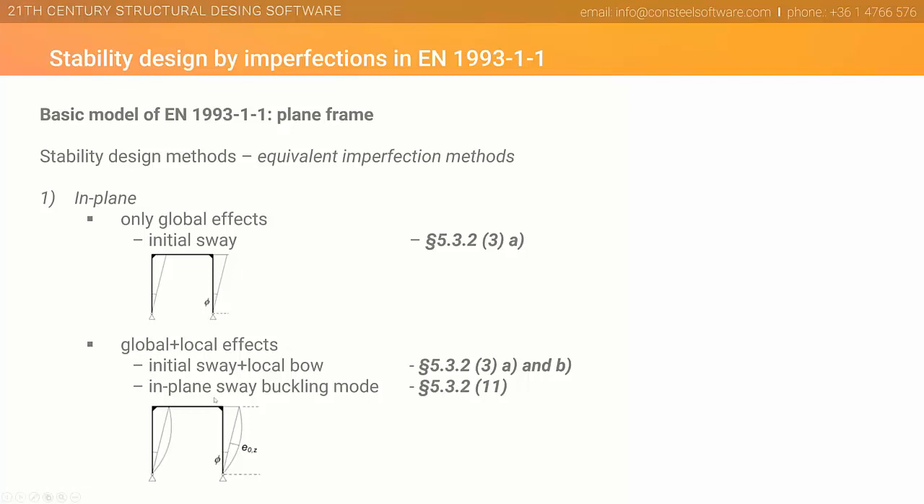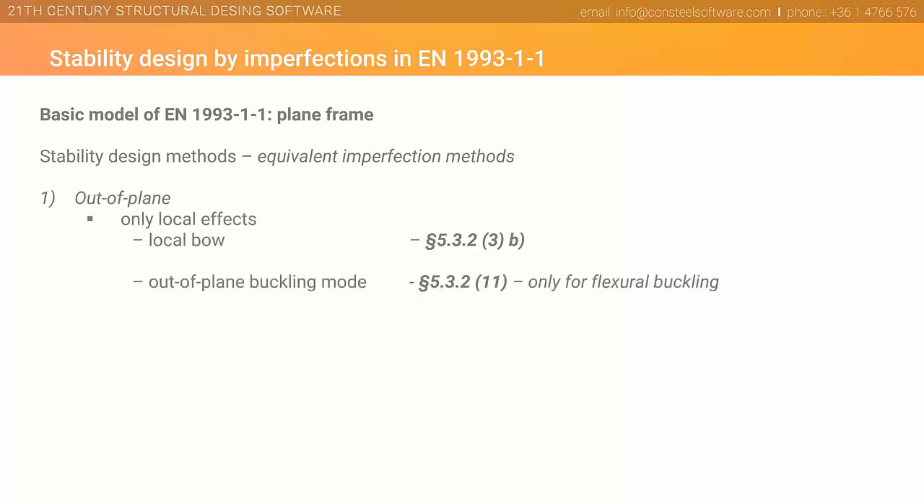Or we can use the in-plane sway buckling mode, which naturally contains both the global and local effect in the plane. The swaying mode, this is defined in that chapter. And out of plane, Eurocode is very short for the out of plane local effect covered by equivalent imperfection. Basically, if we have an out of plane flexure or buckling due to the compression, then we can have a local bow with this table, L over something amplitude, or we can use the out-of-plane buckling mode for the imperfection, and this is defined in that chapter, so the buckling mode based imperfections, but it is again only for flexural buckling.